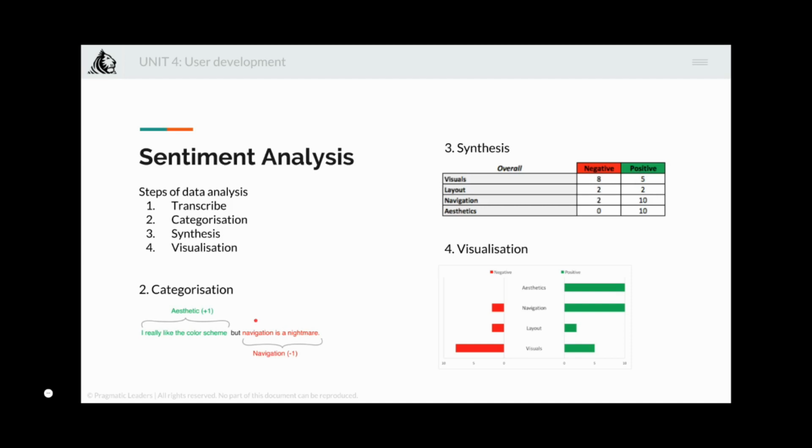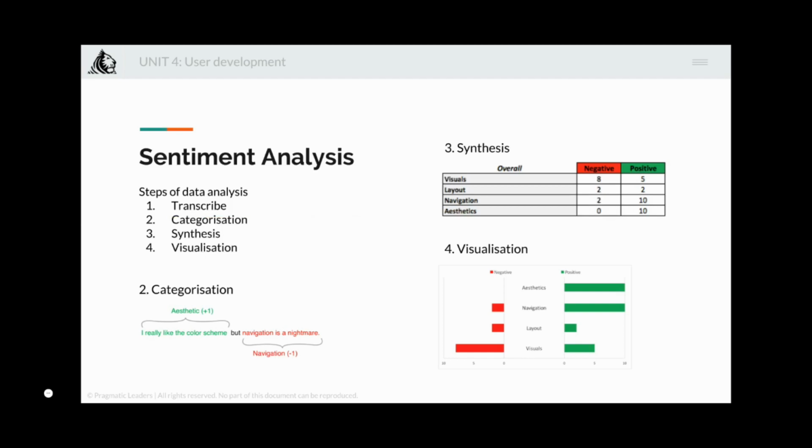And once this is done, then it's about time to start synthesizing all your data. So the data should be in a much more manageable state now that it has been categorized. At this point, it's merely a matter of aggregating the data by topic area and sentiment polarity. So you can see here visuals got a -8. So you really need a designer now. Layout got 2 and 2, which is pretty meek. Navigation 2, but positive 10, which is pretty awesome. Aesthetics is 10. Visuals are pathetic. So you can imagine what is happening here, right?